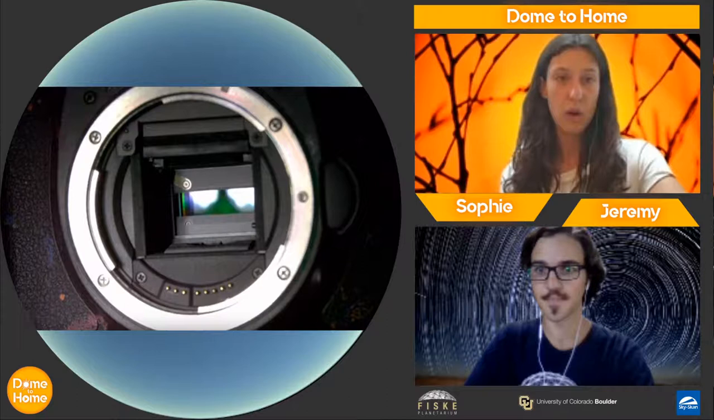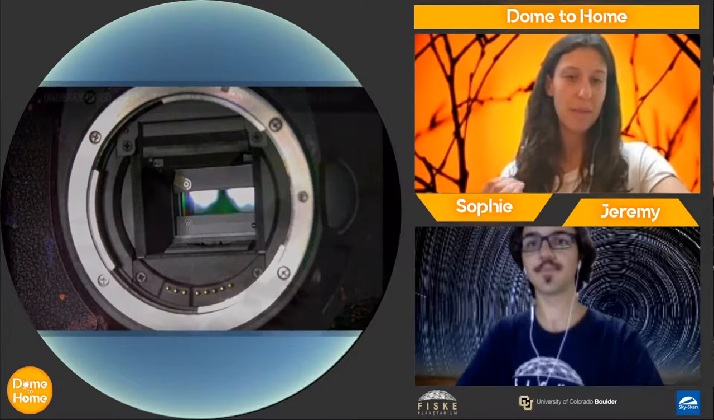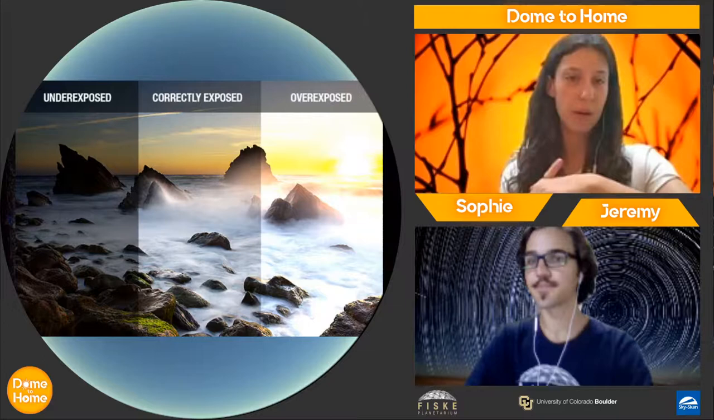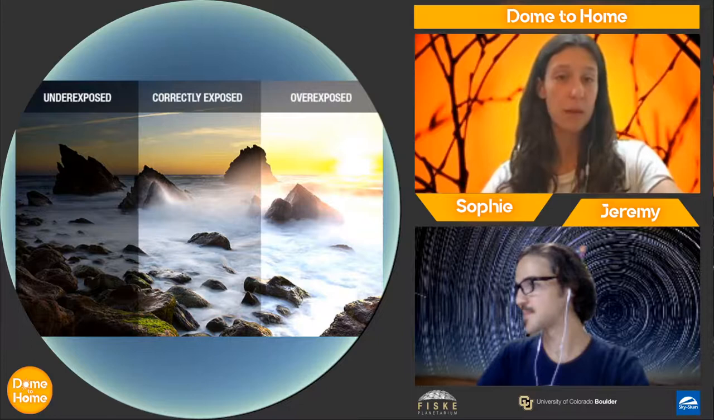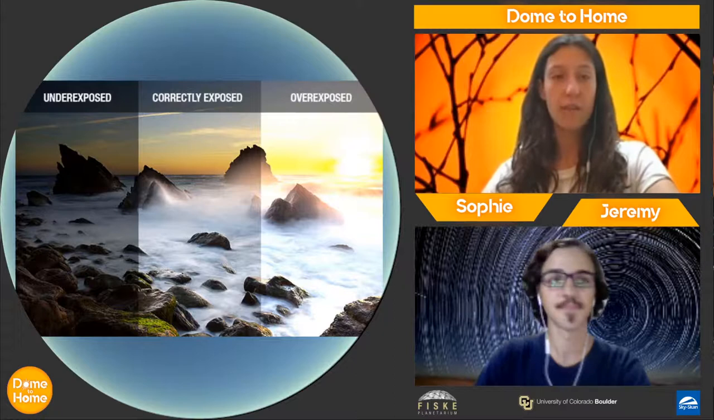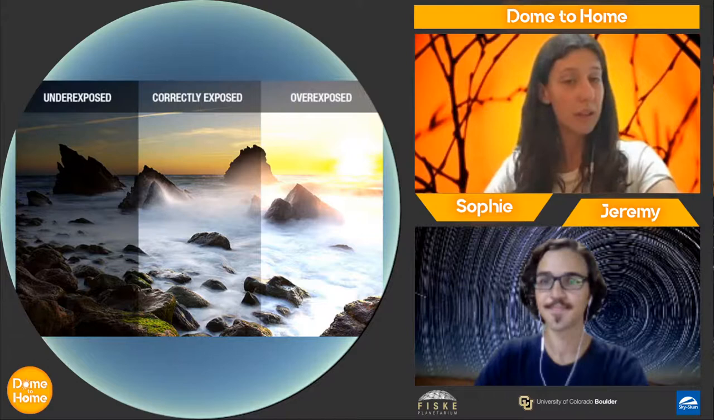We have an image up that will show us some different exposure times, so you can see what I'm talking about. You have to match your shutter speed to the lighting conditions that you're going to be working in. If you have a shutter speed that is too short, your image is going to be underexposed and appear black. If you have a shutter speed that's open for too long, you're going to have an overexposed image, which will appear white. But if you find that happy medium right in the middle, you're going to have a correctly exposed image, which is what we're going for.